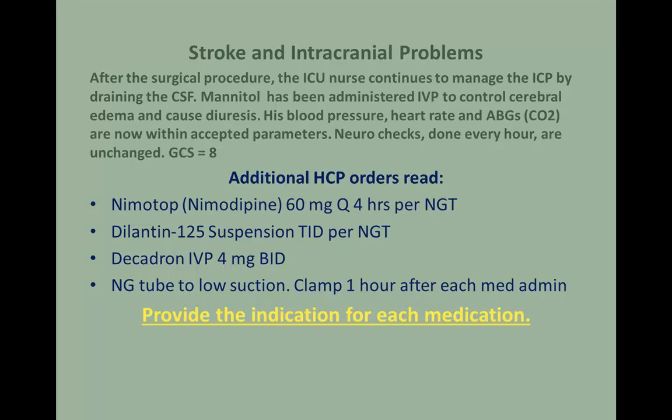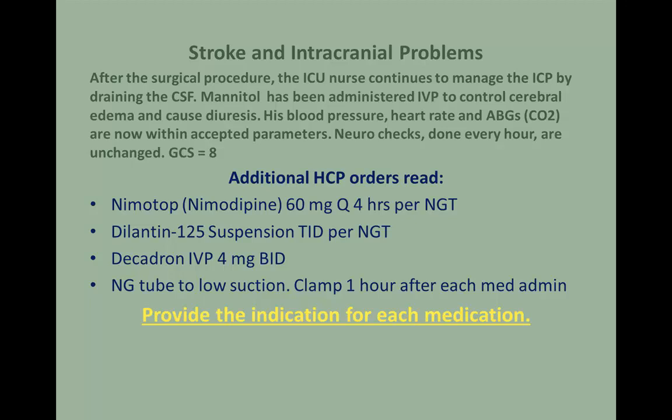Mannitol was administered to control the cerebral edema, cause diuresis, and manage the ICP. That's the main reason why you give the mannitol, is to draw fluid out of the brain cell and then to cause diuresis so that fluid is permanently removed. Blood pressure, heart rate, and ABGs are now within accepted parameters, and then we're going to do neurochecks every hour. They are unchanged. This patient still has a Glasgow Coma Scale of 8.